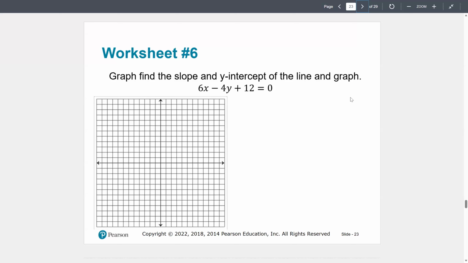So you have all the information now. For number 6, you're going to take this line and you want to graph it and find the slope and the y-intercept. So you probably want to find the slope and y-intercept first, then graph it.